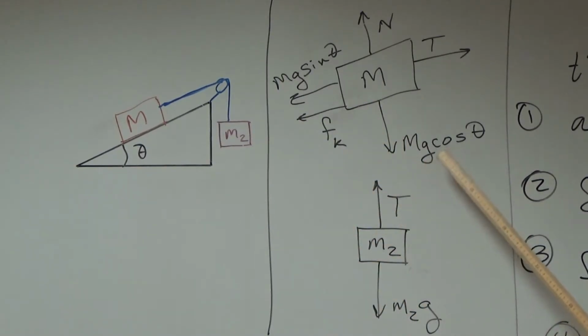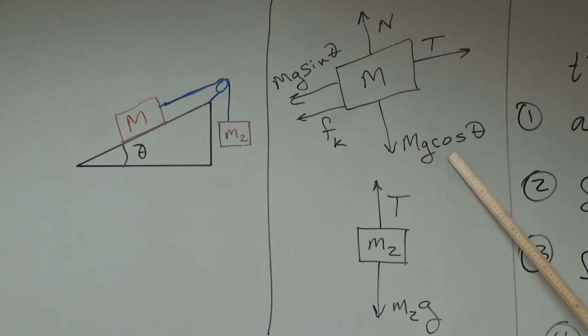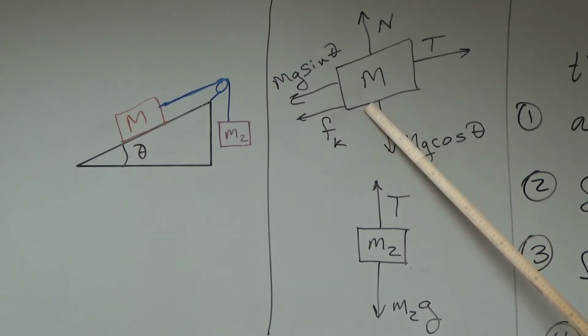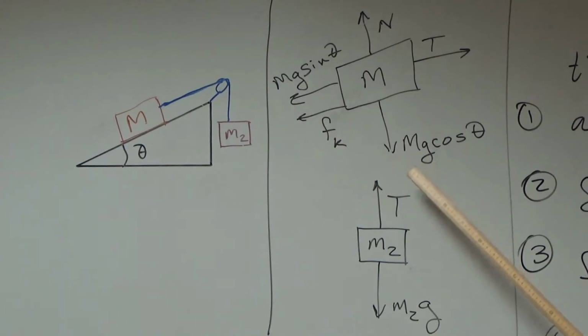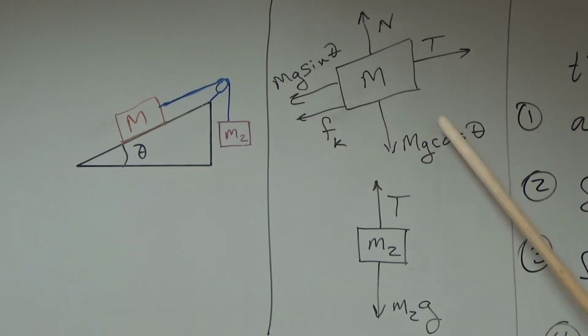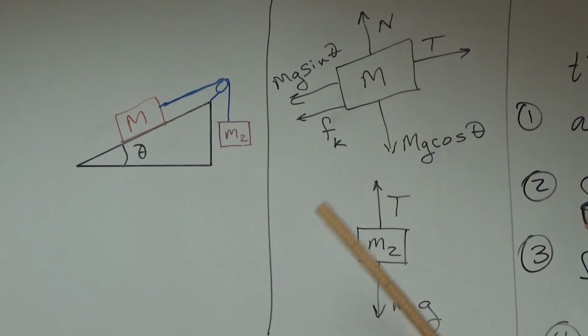Then, of course, we have the acceleration due to gravity that is perpendicular to the ramp. That's mg cosine theta, and the normal force. Last time we didn't worry about the normal force and that acceleration perpendicular to the ramp because we assumed it was frictionless. But now we need that to calculate mu k and Fk. For the hanging mass, it's just like always, just the tension and m2g.